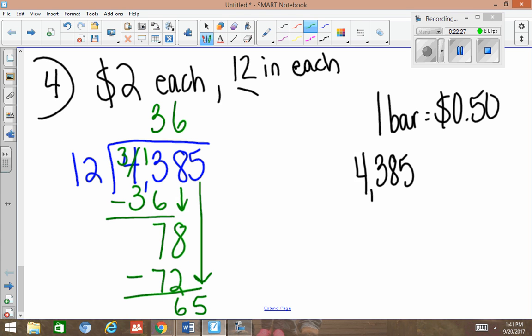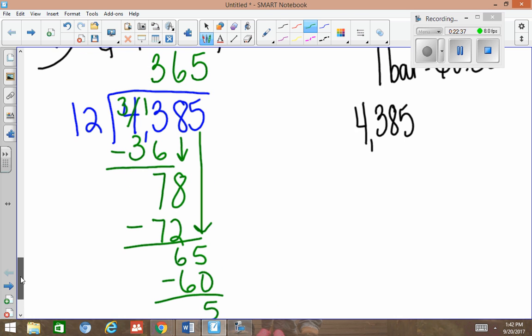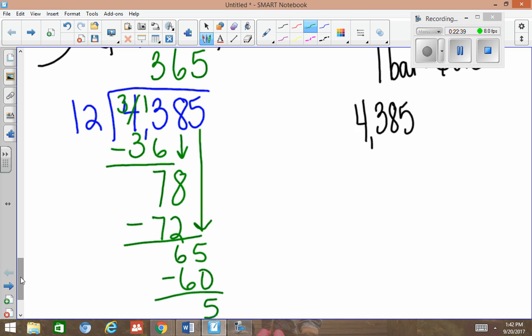That will be 5 times. Good job. And that's 60, right? But that doesn't get me all the way to 65. So do I have anything left to bring down? No. So what is this 5 down here? That's the remainder.